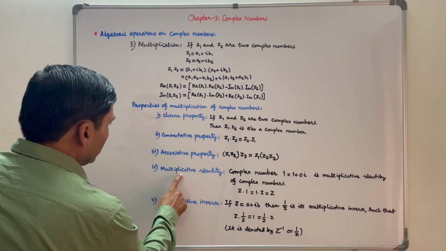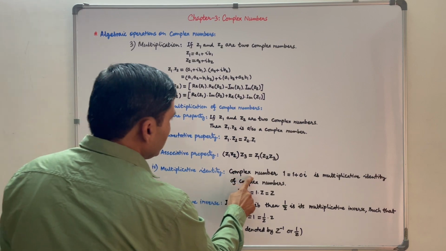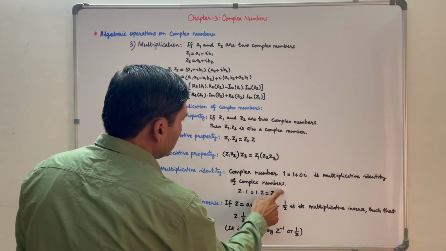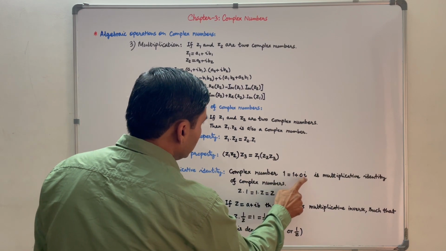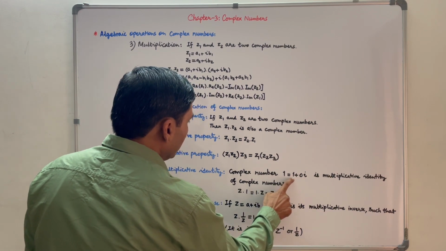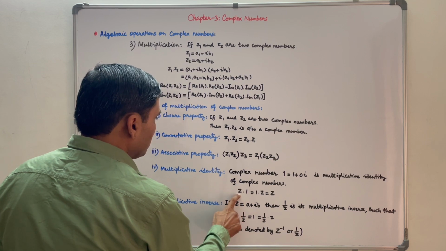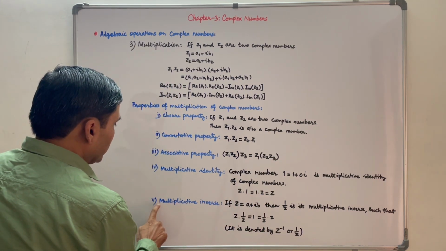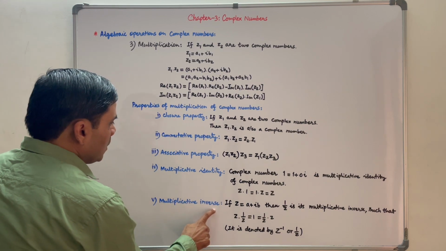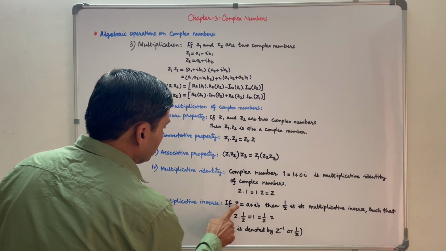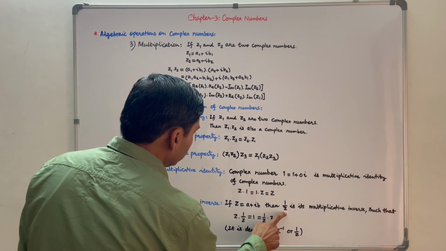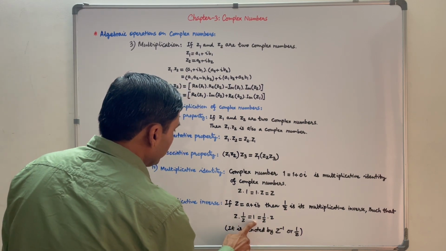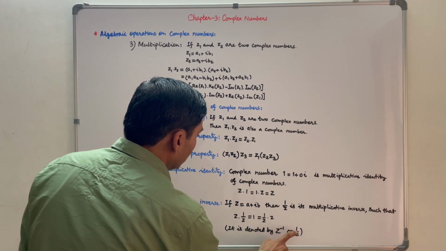Fourth property, multiplicative identity. Complex number 1 is multiplicative identity of complex numbers. 1 can be written as 1 plus 0i, which is purely real. When 1 is multiplied with any complex number, result is same complex number. Fifth property, multiplicative inverse. Multiplicative inverse of a complex number z is equal to 1 by z, so that when they are multiplied together, result is 1. It is denoted by z inverse or 1 by z.